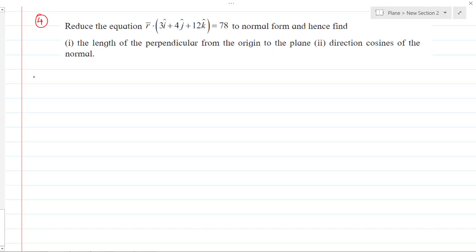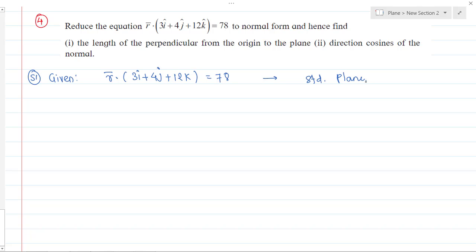Okay, so let me write down step number 1. Write down the given information, which is r bar dot 3i plus 4j plus 12k equals 78. So what is this? This is the standard equation of the plane.